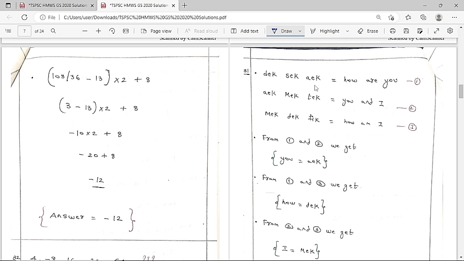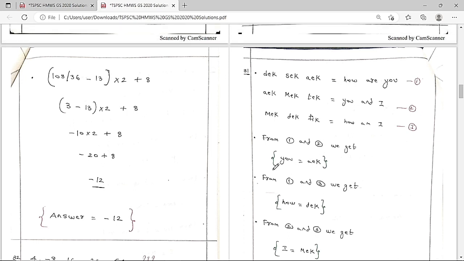Try to figure out the common code here also. "Ek" is not there, "mek" is there, "tek" is not there. So the only common one is "mek". Therefore I means "mek". So we get these three things from here: U means "ek", how means "dek", I means "mek".